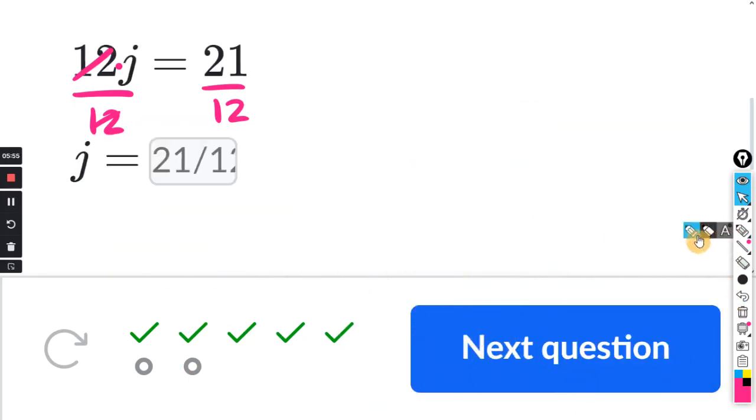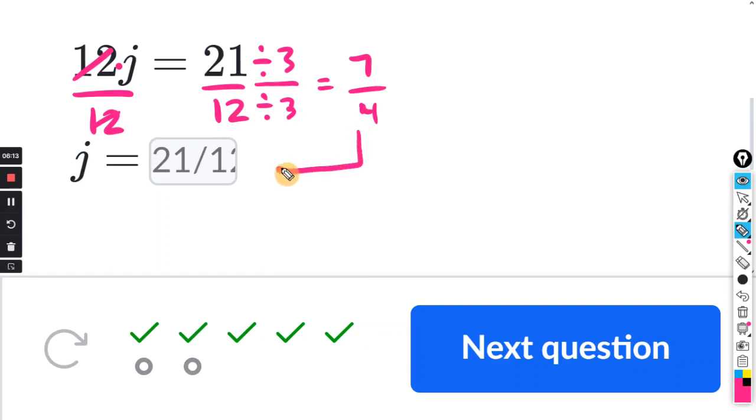But if you did need to reduce, these are both divisible by 3. So I would do divided by 3 and divided by 3 on both the top and the bottom. 21 divided by 3 is 7. 12 divided by 3 is 4. So that would be the same thing, but it would be in reduced form.